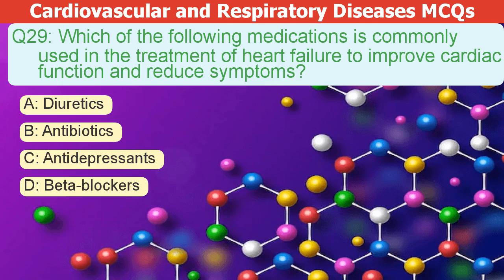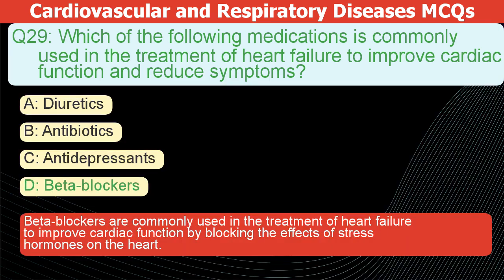Which of the following medications is commonly used to treat heart failure, improve cardiac function, and reduce symptoms? A. Diuretics. B. Antibiotics. C. Antidepressants. D. Beta blockers. The correct answer is D. Beta blockers are commonly used in the treatment of heart failure to improve cardiac function by blocking the effects of stress hormones on the heart.